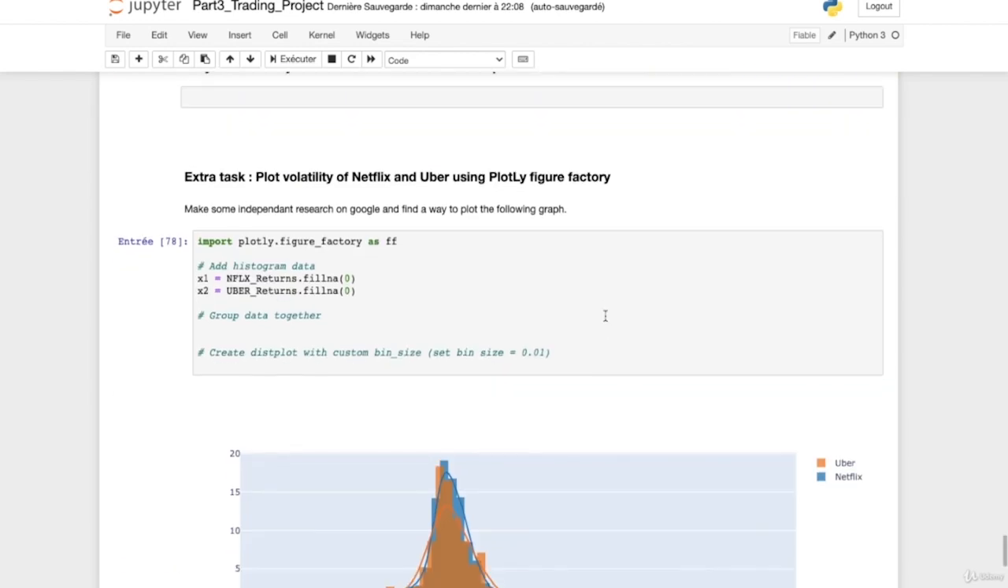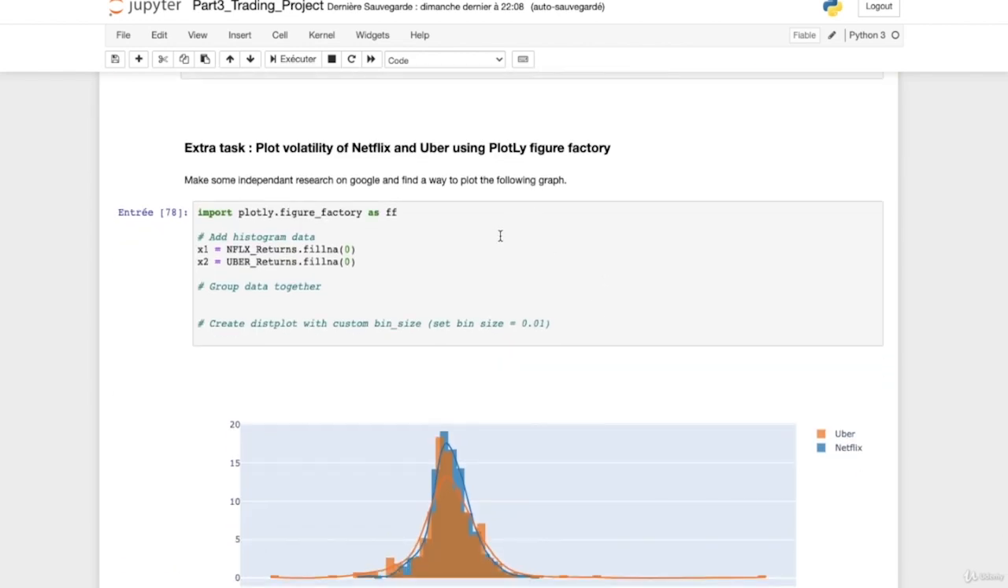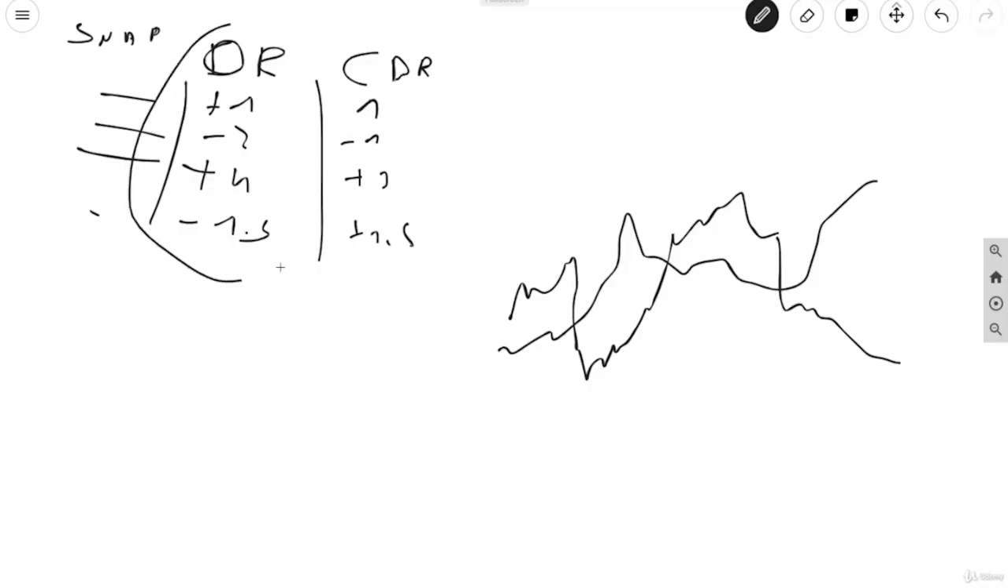On top of that, there's going to be an extra task for part 3, which is not mandatory, but that's good if you do it. It's to plot volatility, to make a volatility comparison between Netflix and Uber. Because as I explained here, we will have the different daily variation for the different shares, and the more volatile a share is, the more risky the investment will be. That's why you must take into consideration the volatility. I will explain it later when we talk about the Sharpe ratio.